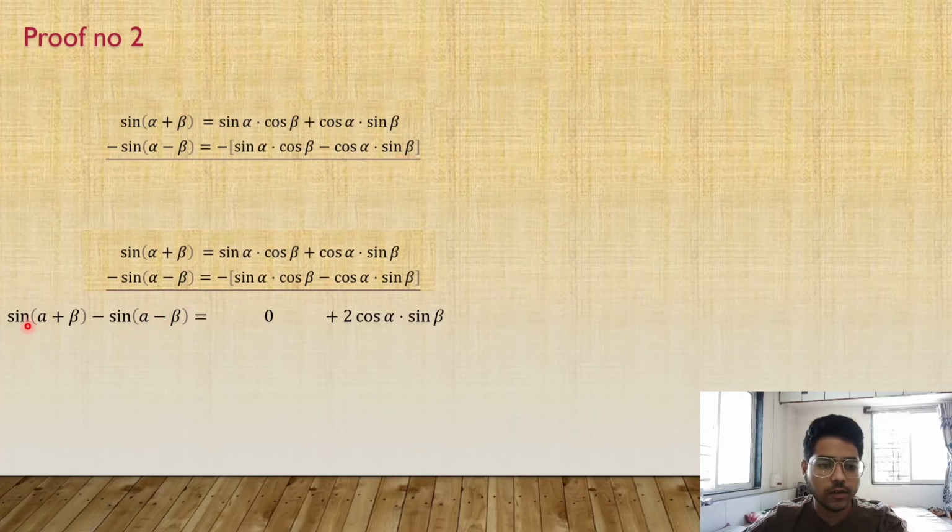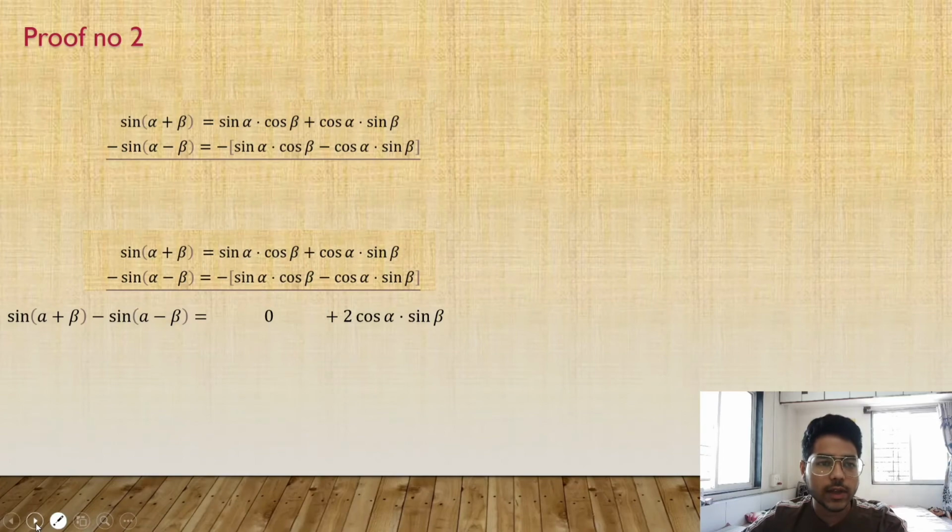Now after subtracting, we'll be getting sine of alpha plus beta minus sine of alpha minus beta, that will be equal to 2 cos alpha into sine of beta. Here this minus sign is inside the bracket, and this minus sign after multiplying in this bracket will be getting plus. So here it will become plus and here minus, so minus and plus minus will get cancelled, that is plus of sine alpha into cos of beta, and minus of sine alpha into cos of beta will be getting cancelled out, and this plus and plus will give us plus 2 cos of alpha into sine of beta.